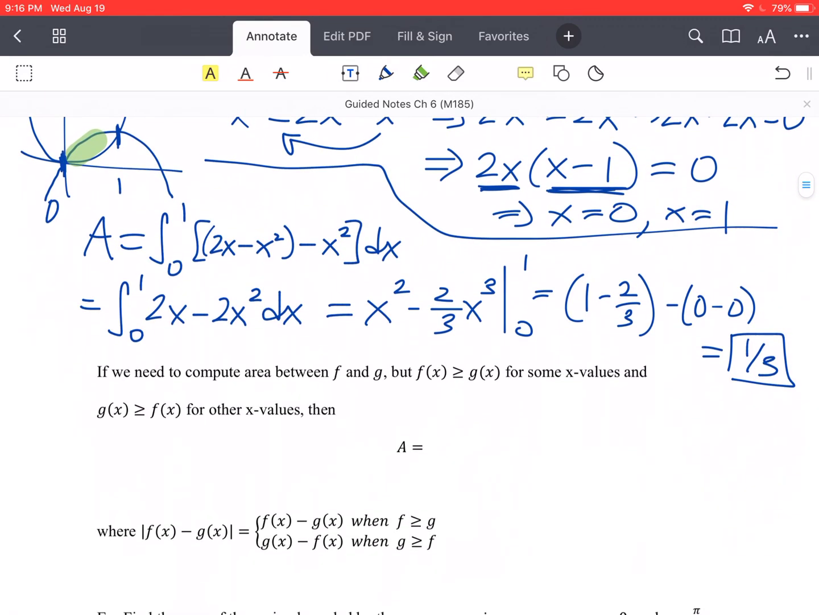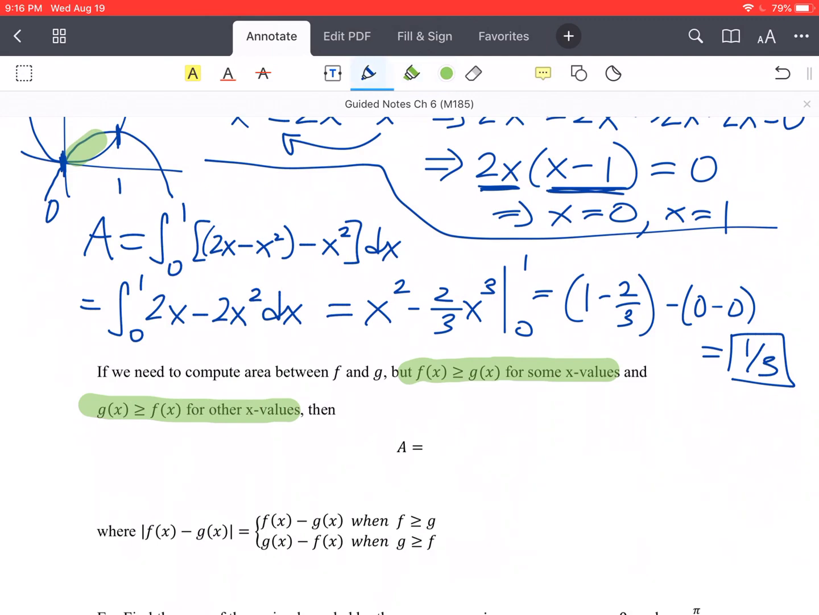Okay, so now the question is, what if it's not so clear? What if the functions aren't strictly one on top of the other at all times on the region? Okay, so to compute an area between f and g, where f is bigger than g for some x values, but g is bigger than f for other x values, then we need to use the integral from a to b of the absolute value of f of x minus g of x dx.